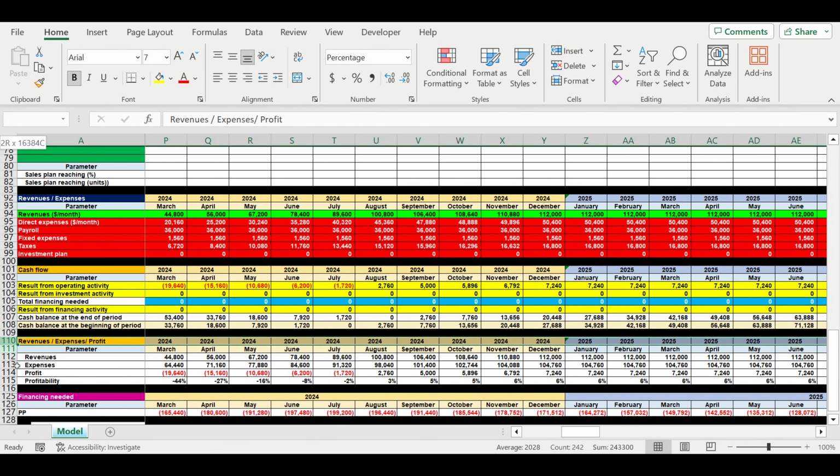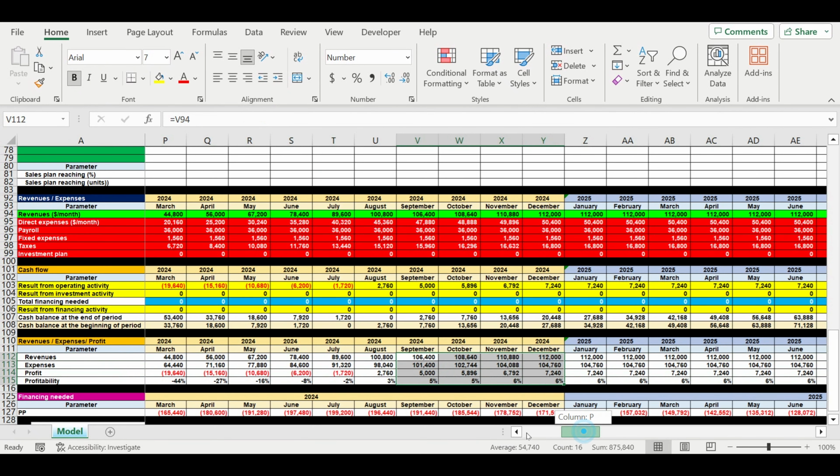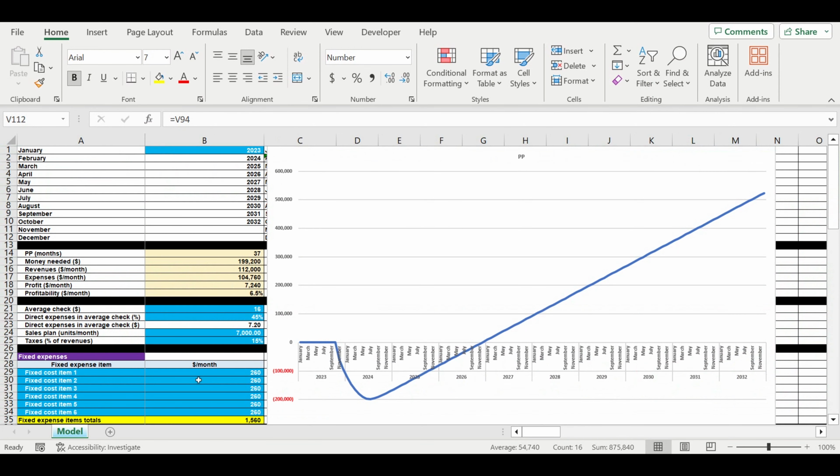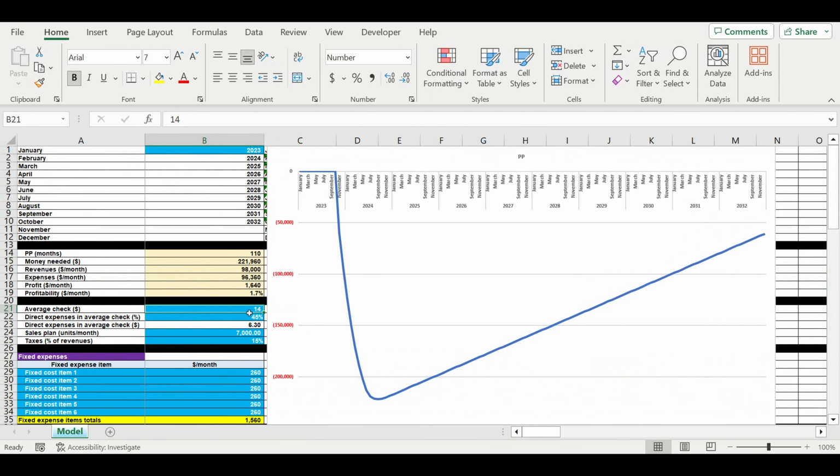Then we have an elementary table showing us the most important operating metrics: total revenues, total costs, profit, and profitability. Now we can go up to the top of our model and play with any input to see what will be the values of revenues, costs, profit, profitability, financing needed, and payback period.